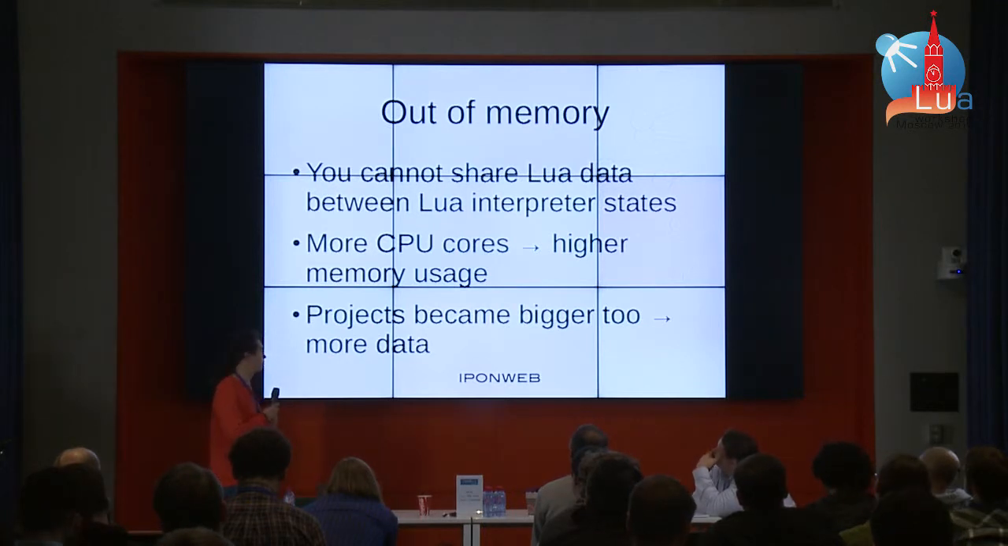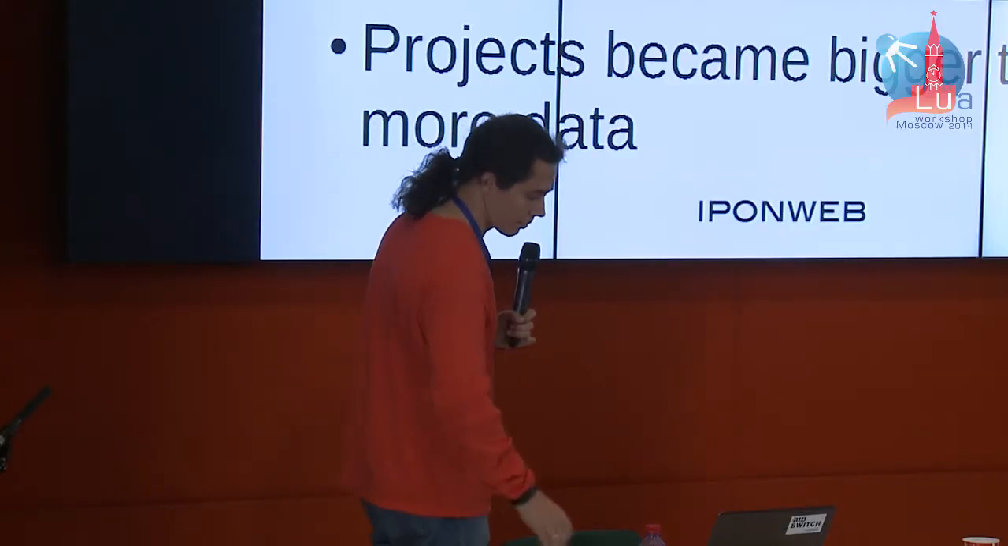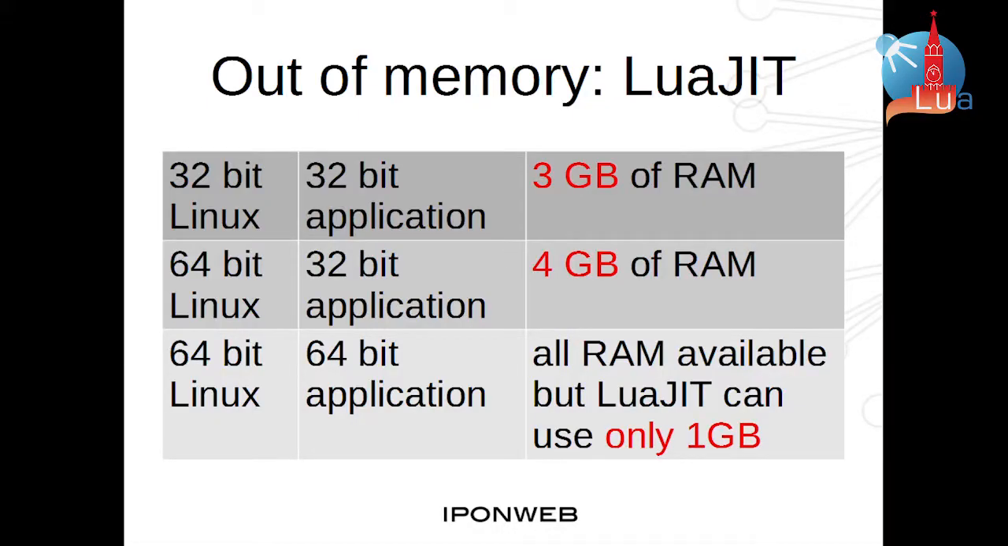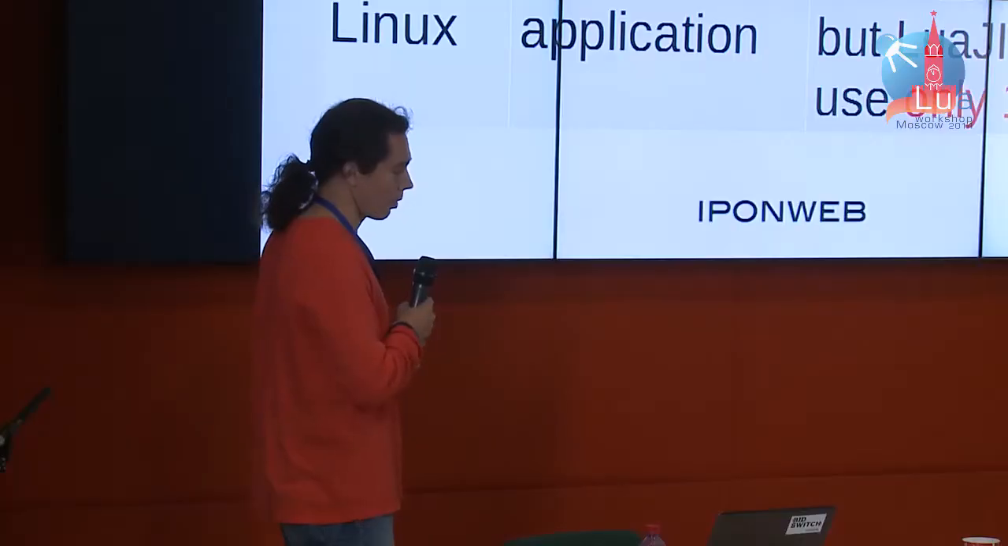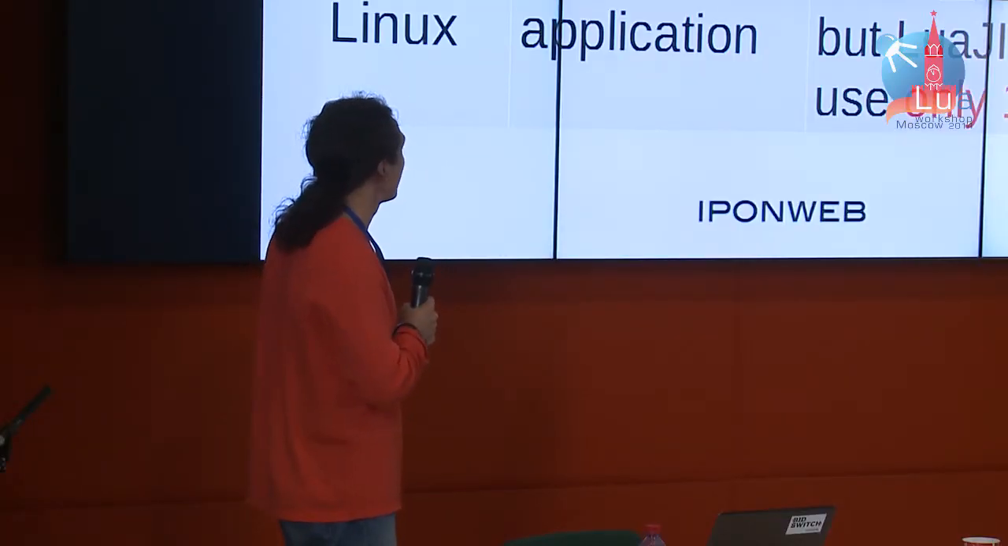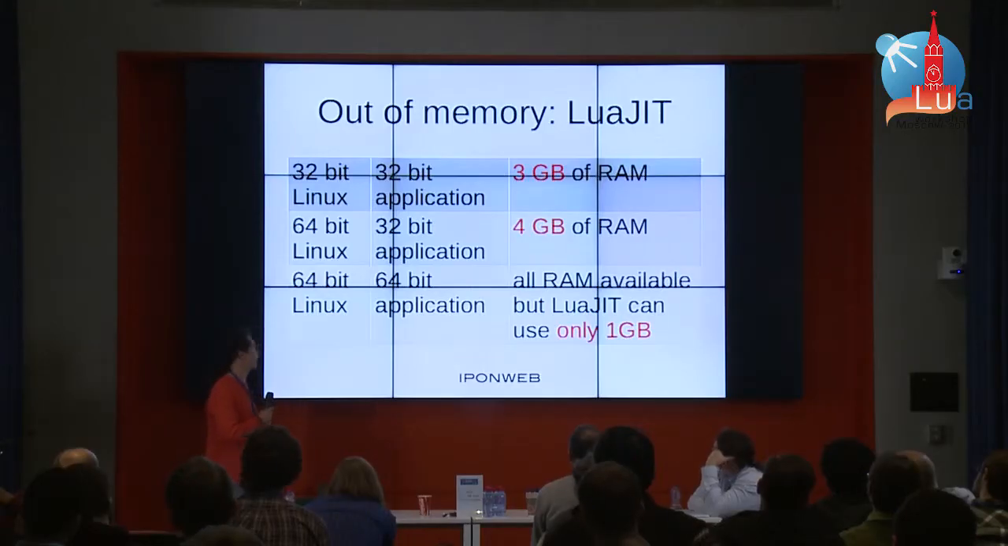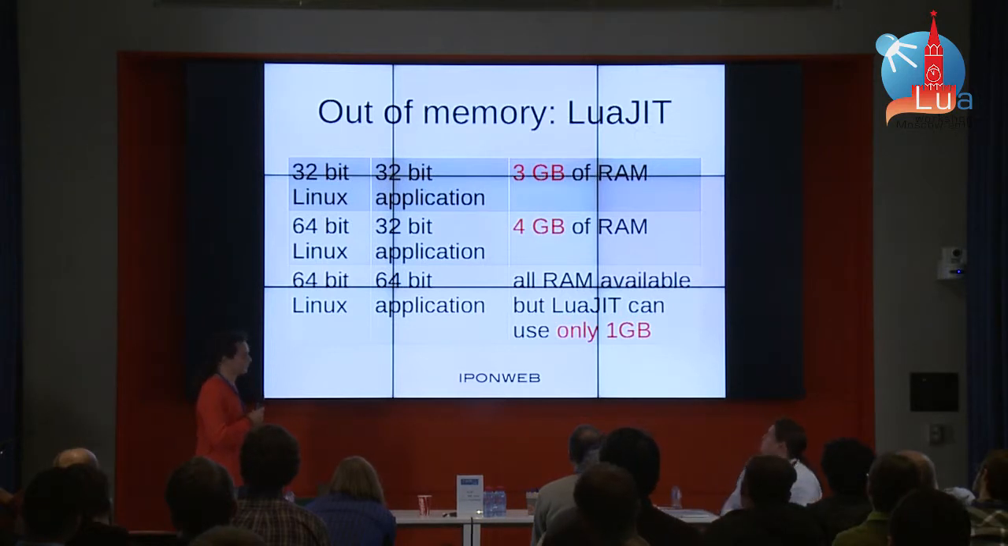And also projects became bigger. They started to have more data, more campaigns, and so on. Another factor which doesn't quite help is that we use LuaJIT. And what I want to show you is that there are some limitations on memory, particularly if you have 32-bit Linux and you have a 32-bit application, you have only 3 GB of memory available to it. It's not a limitation of Lua or LuaJIT, it's just a limitation on any application. And likewise, if you run a 32-bit application on 64-bit Linux, you have a bit more.